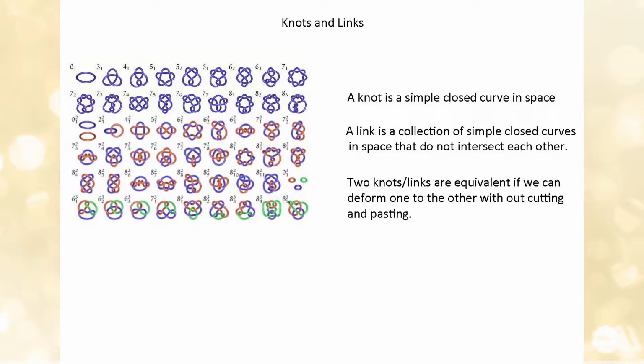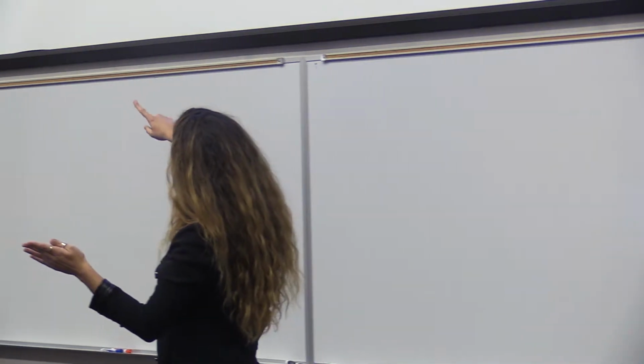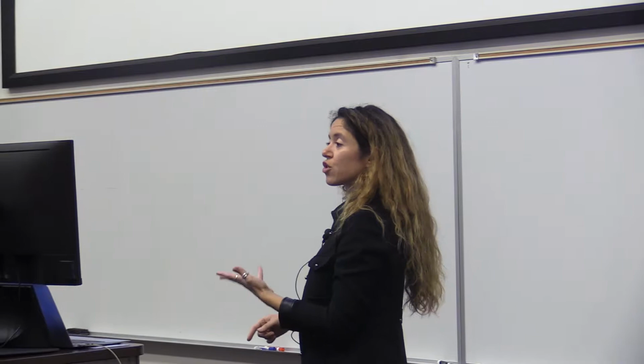A knot is a simple closed curve in space which does not intersect itself anywhere. A link is two or three or more simple closed curves in space that don't intersect each other. And we define an equivalence between knots and links: two are the same thing if we can go from one to the other without allowing self-crossings or intercrossings, so not allowing cutting and pasting. This is how we classify knots and links, and here in this table you can see a few that are shown to be non-equivalent.